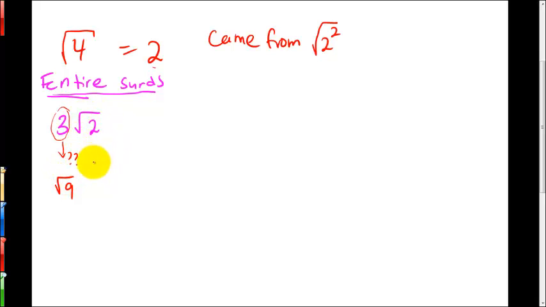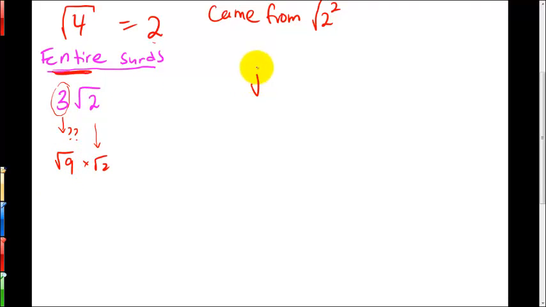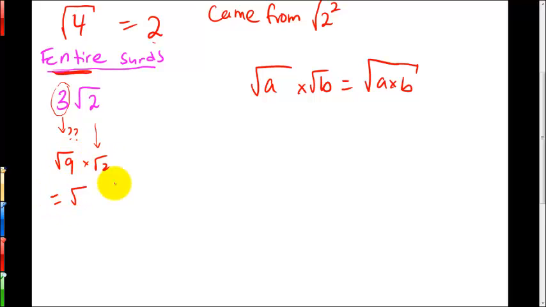Then this root 2, you follow it down. That doesn't change. That stays as root 2. The reason why is because you want it as an entire surd, so you don't want to change the surds. You just want to change the numbers that are not in square root form. Now, from this rule, root A times root B can equal root A times B. So we are allowed to multiply surds that are different. This is root 9 times root 2, which becomes root 9 times 2, which equals root 18.